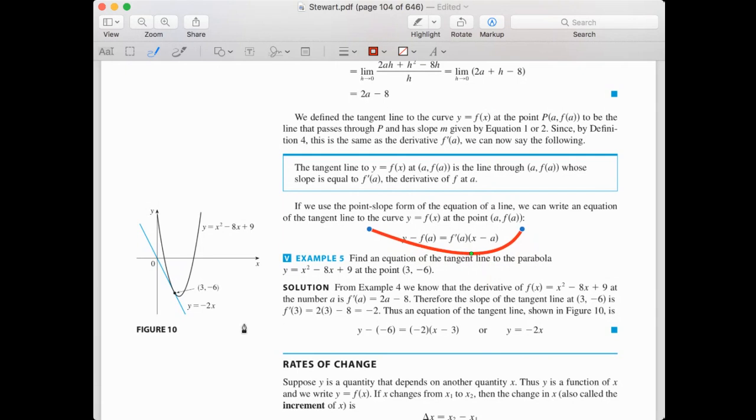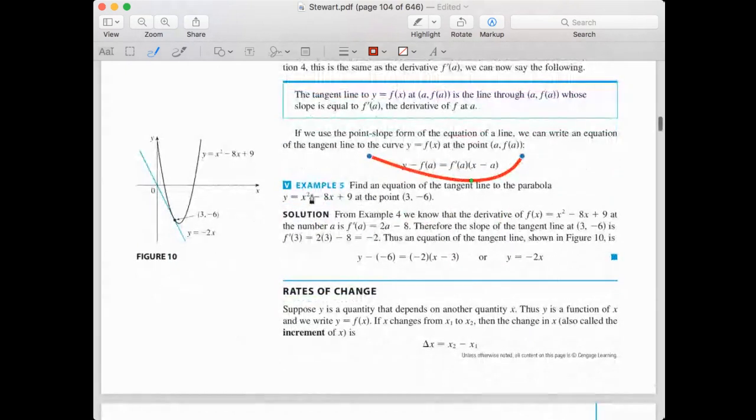Okay, now let's see another example, example 5. Let's find the equation of the tangent line to the parabola y equals x squared minus ax plus 9 at the point 3, negative 6. We already found the derivative of this, 2a minus 8, from example 4. So now a equals 3. We just plug in 3.